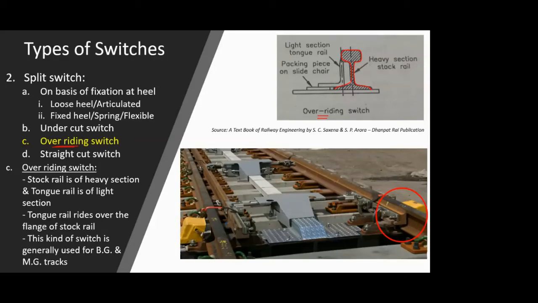The rest of the functioning remains the same: your tongue rail is capable of moving left to right or right to left, sliding. But that sliding takes place from this location, where the initial location is over the foot of the stock rail, and then it slides to the left side. Then when the tongue rail has to be stuck to the stock rail again, it is slid back, and again that sliding will be over this foot.